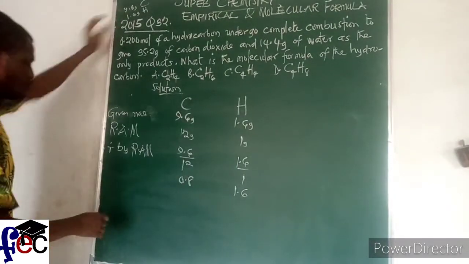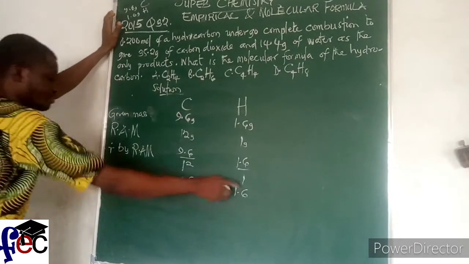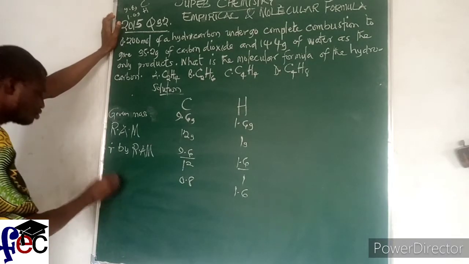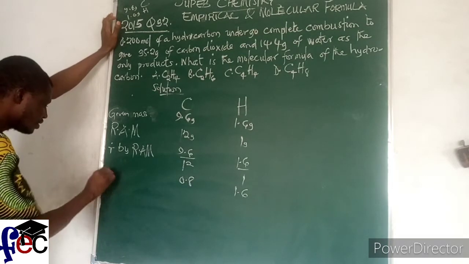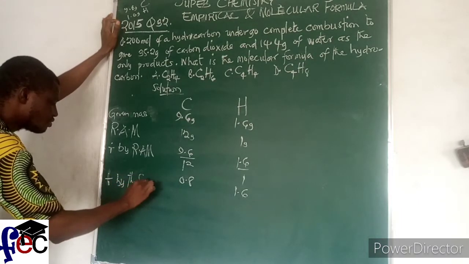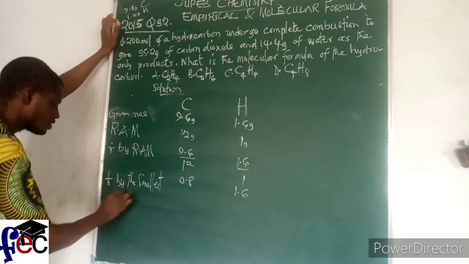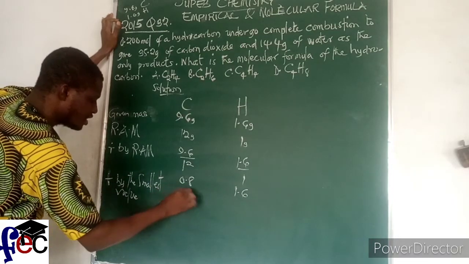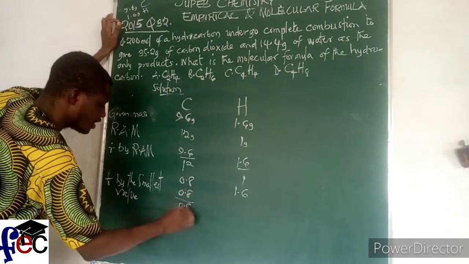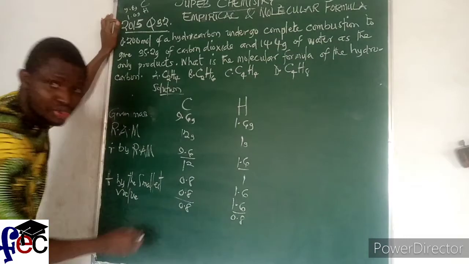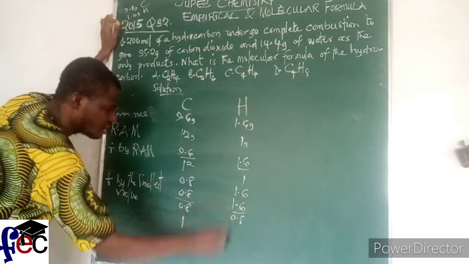So what's the next thing to do? I have already divided. This is what I have. So then the next thing I do is divide by the smallest value. What's the smallest value in this case? The smallest value is 0.8. So divide this by 0.8. Then you have 1.6 divided by 0.8. This will give me what? 1. And this will give me what?